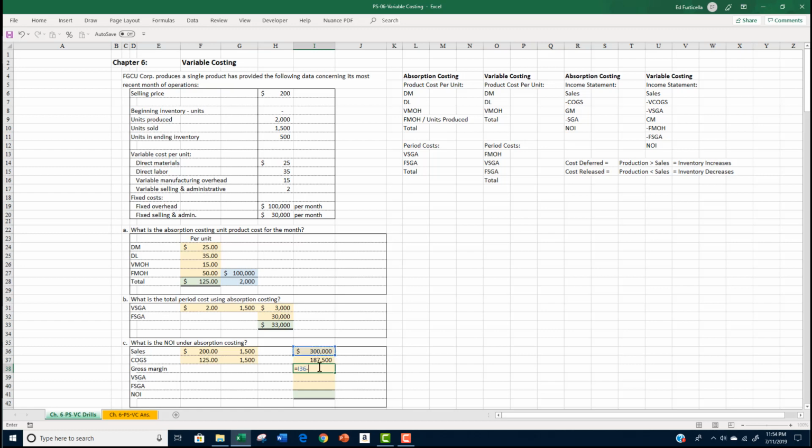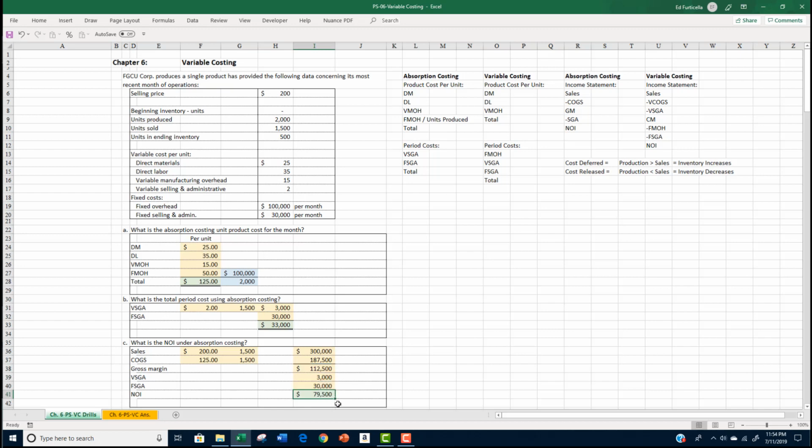Then we're going to subtract our SG&A. Typically in absorption costing, you just lump it all together, and we would just put 33,000 here. But I'm showing the breakout here just to make sure that you're understanding where the number's coming from. So 112,500 minus the 33,000 in SG&A gives us a net operating income of 79,500 using the absorption costing method.